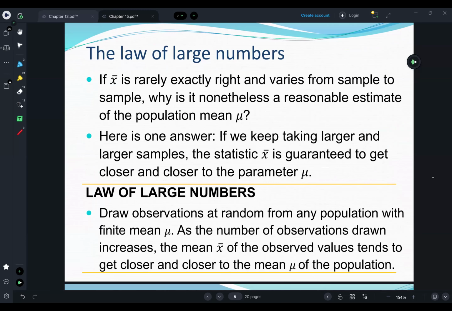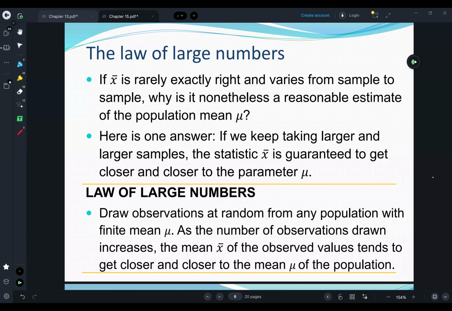X bar is rarely exactly right. So if I did take the first 2 rows and calculated the average midterm grade and then said this is close, it's not going to be exact, but it might be good enough, right? It varies though from sample to sample. And why is it nonetheless a reasonable estimate?